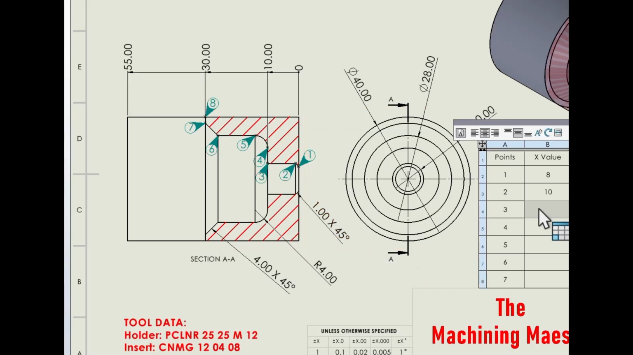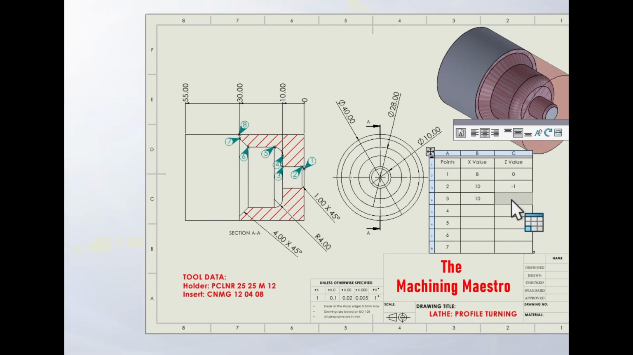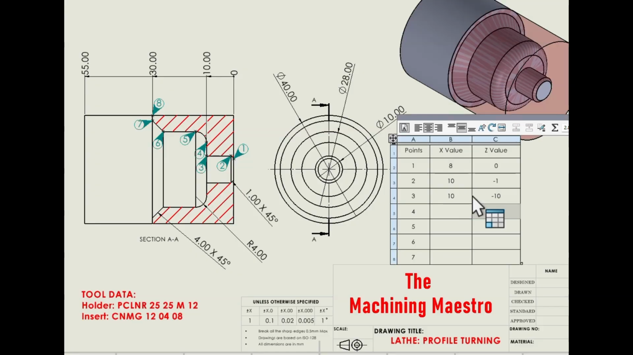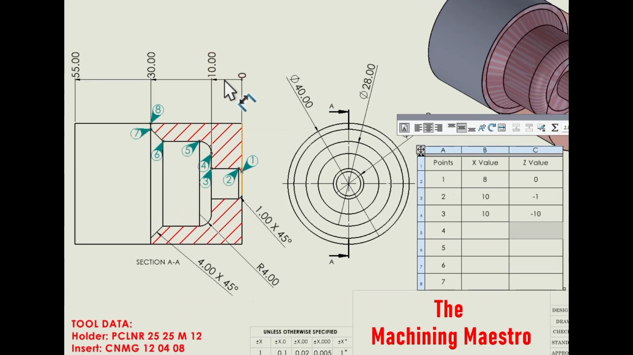At point number 3, you notice there has not been any change in the diameter, but in length. So the diameter will remain the same, but the longitudinal or Z value will change, and the value will be minus 10, because from this chain dimension you can get the idea that the distance between the starting position of the cylinder and point number 3 is 10. So I'm writing minus 10.